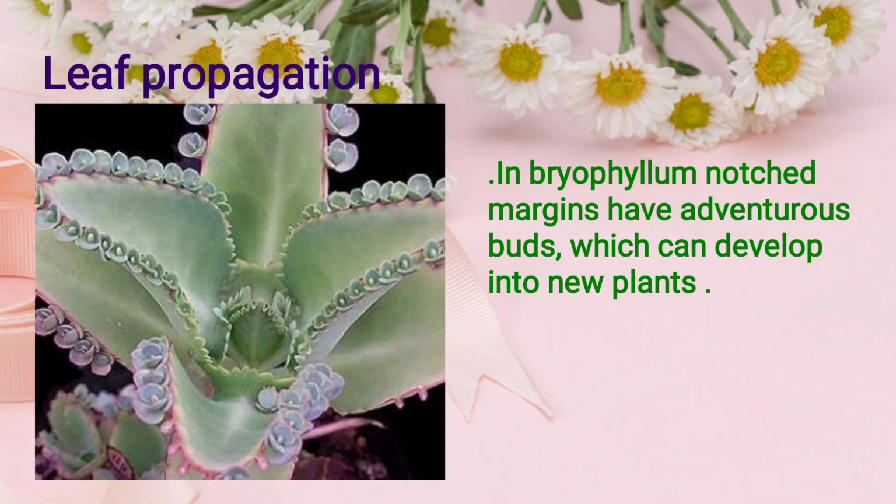It's an interesting slide about leaf propagation in bryophyllum. See, bryophyllum has notched margins. Each margin develops a new leaf bud. Those buds develop into small plants along with roots. When those small plants fall on the ground, they develop into new plants. That is the very easiest method, and the leaf is very attractive.